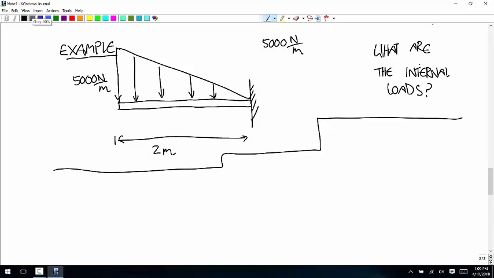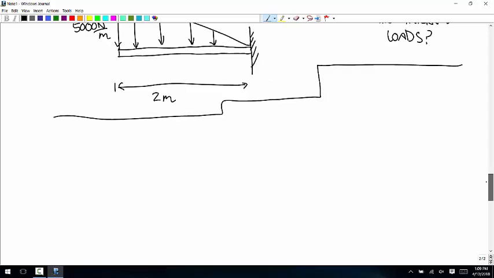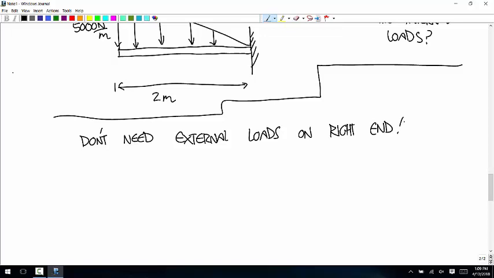Okay, there's a fixed joint on the right side of this beam, and the right side of the beam never shows up in the cuts. And so we can do this problem without calculating the external loads. If you notice that, it's always a little bit of a time saver. Don't need the external loads on the right end. How many cuts do we need? Just one, yep.